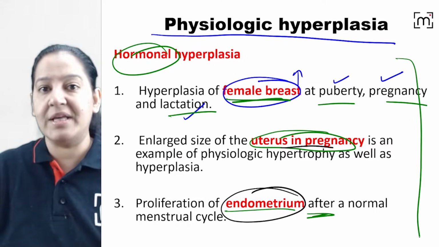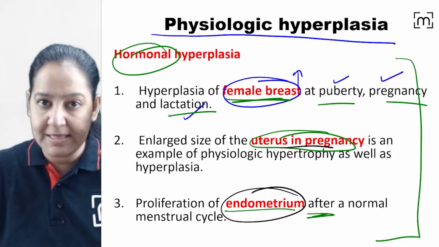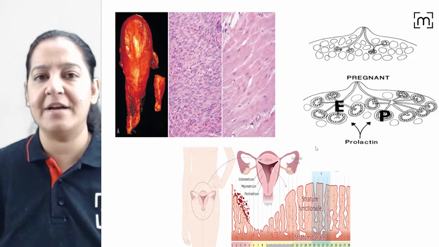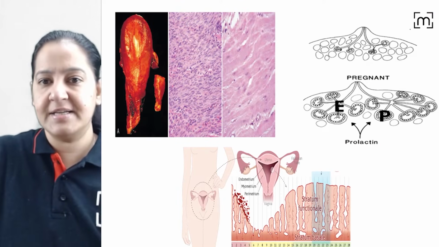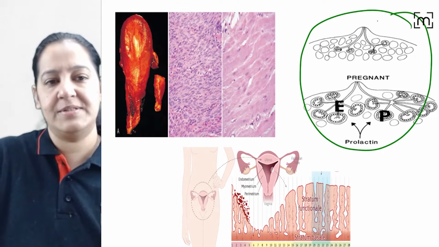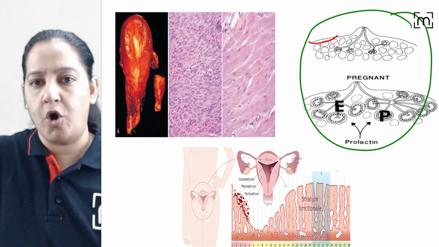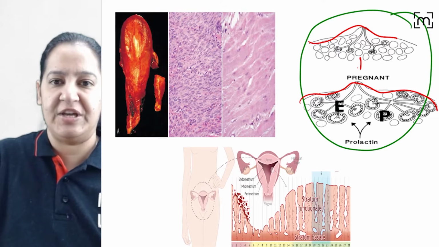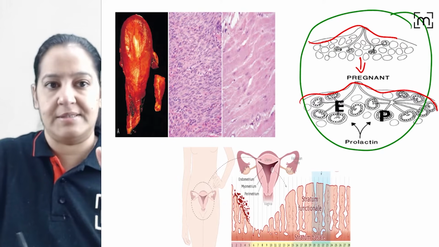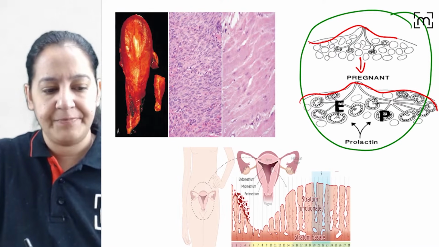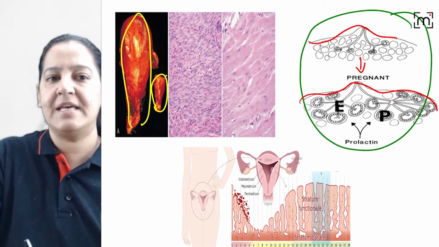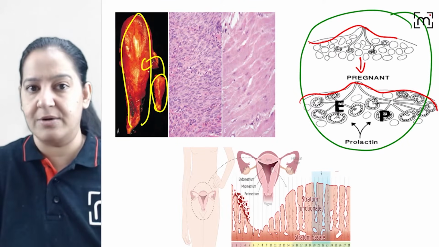In all these three, the stress is the hormones, that is estrogen and progesterone in the blood of the female. So what three examples did I tell you? See here, the first example is the female breast. Can you see the breast? Female breast, normal breast, and breast under puberty, pregnancy or lactation. See the change, number one. Number two, uterus. See the normal uterus size. Can you see a pregnant uterus? See the change. See the size is increased, right?